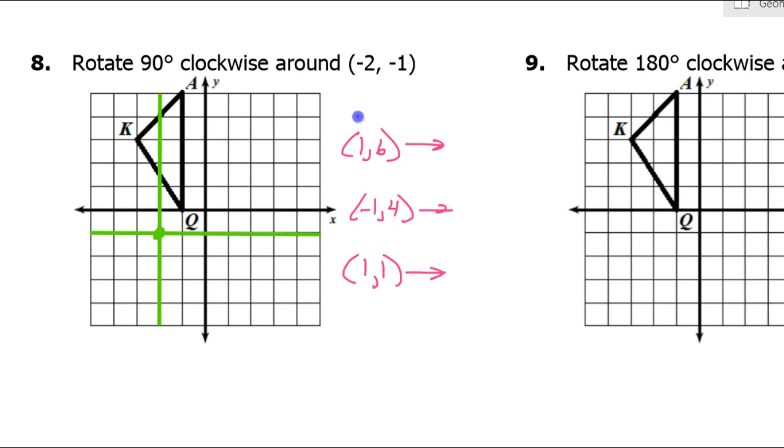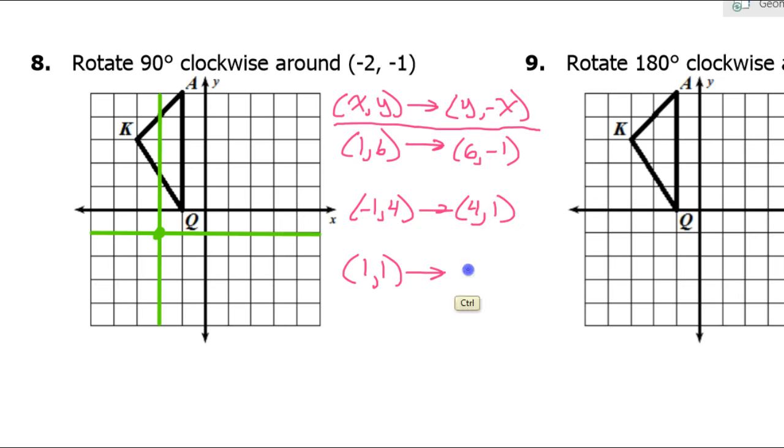Since we are pretending this is the origin, then we can use the rule for rotating around the origin. So the rule for a 90-degree clockwise rotation around the origin is (x, y) becomes (y, opposite of x). Memorize that rule. So let's see. Y is 6. The opposite of x is negative 1. Y is 4. The opposite of x is positive 1. Y is 1. The opposite of x is negative 1. Plot these points and you're done.